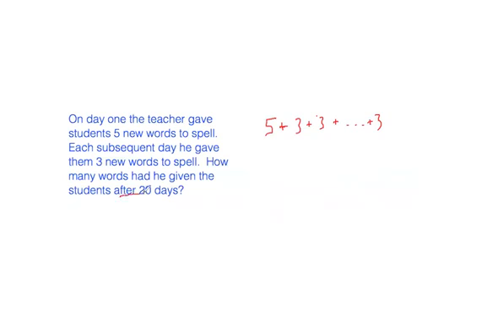Well, we're looking at 20 days, so this would be day 1 right here. And then here's day 2, here's day 3, there's day 4. So altogether, this would be 19 days. So we're going to have 5 plus 19 times 3, which would be 5 plus 57, which is 62. So after 20 days, he would have given them 62 words.